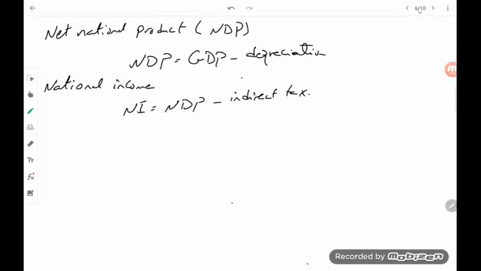Or we can calculate national income as return to factors of production. As we said before, we have four factors of production: land, labor, capital, and entrepreneurship. Land earns rents, labor earns wages, capital earns interest, and finally, entrepreneurship earns profits. So national income can be calculated as rent plus wage plus interest plus profits.